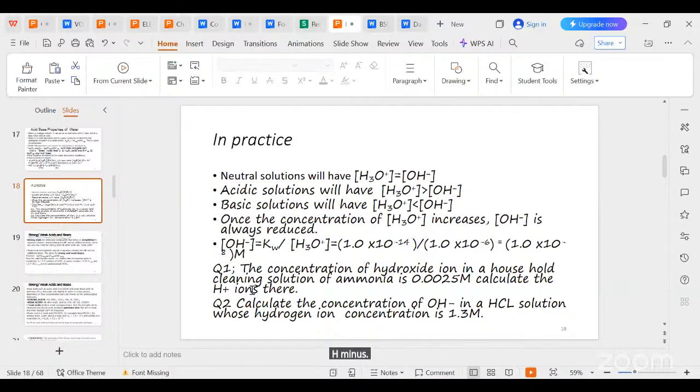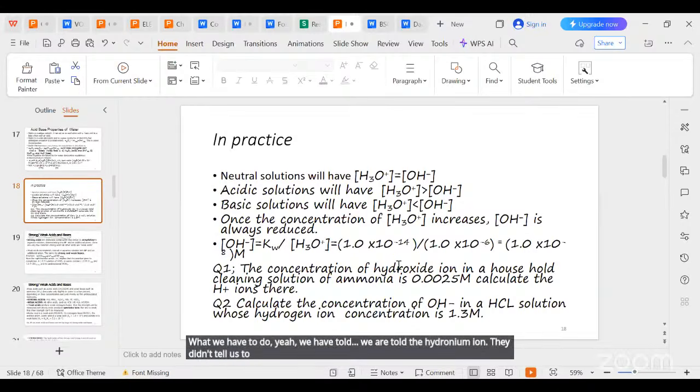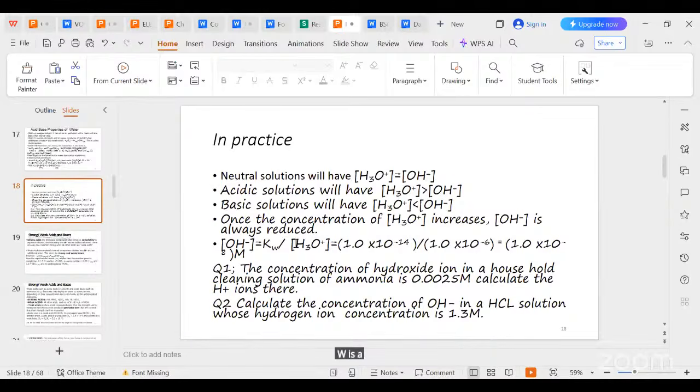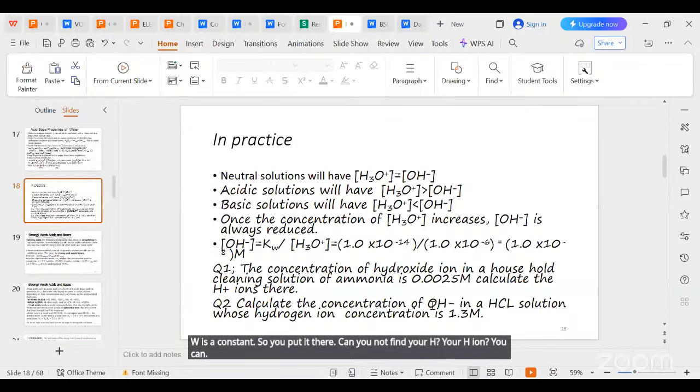So if we do that, what we have to do here, we are told the hydronium ion. They didn't tell us to assume anything. They've told us the amount of OH ion in that solution. Since you know the amount of OH ion, you put it here. Kw is a constant, so you put it there. Can you not find your H ion? You can. The same thing for this.